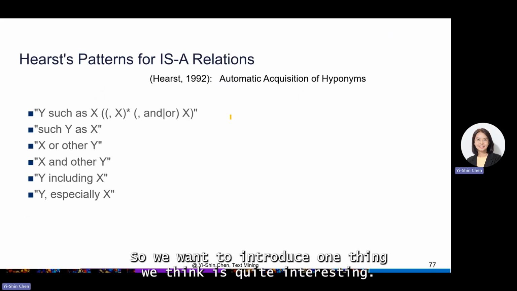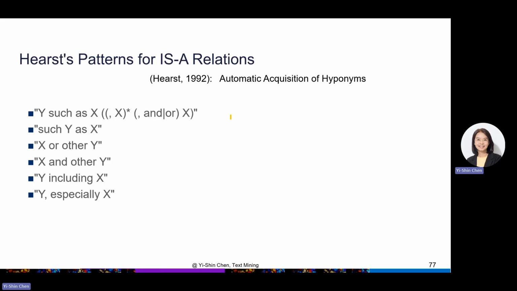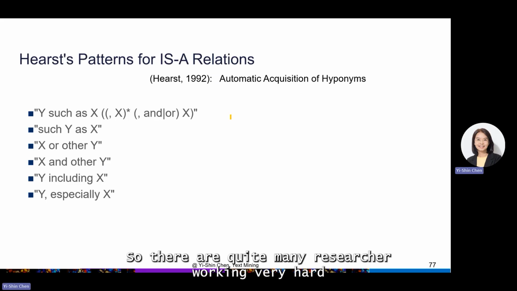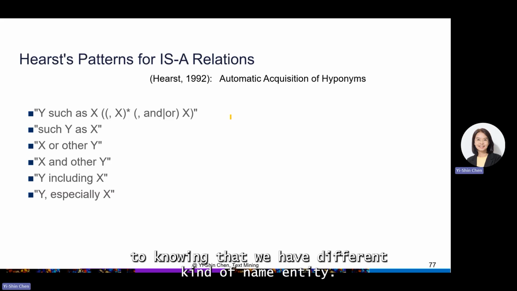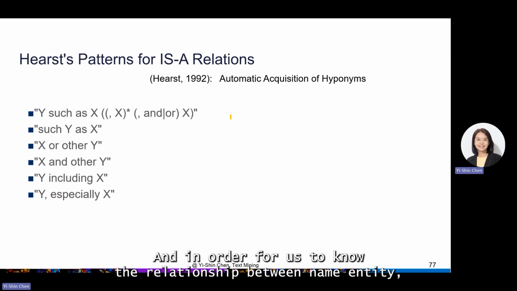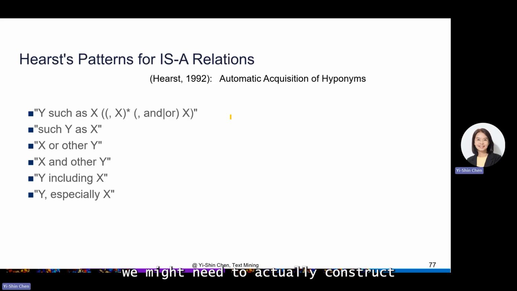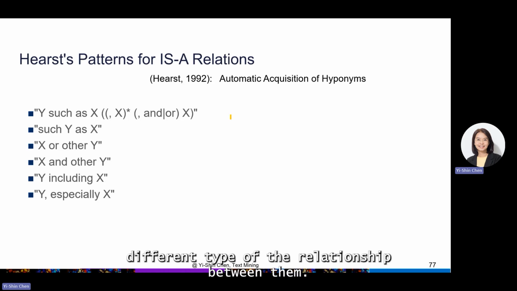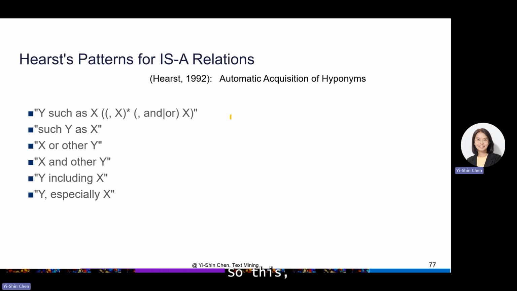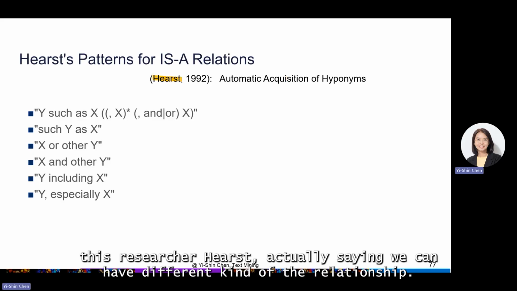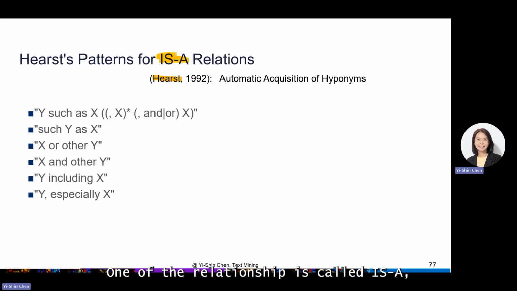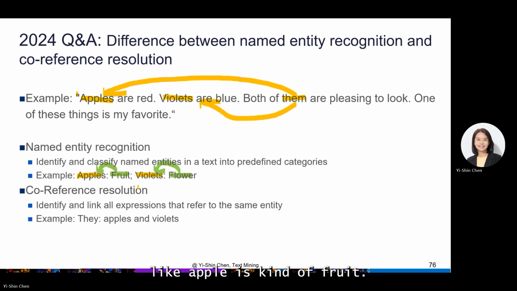So we want to introduce one thing we think is quite interesting. Quite a few researchers are working very hard on the fact that we have different kinds of named entities, and in order for us to know the relationship between named entities, we might need to construct different types of relationships between them. So this researcher, Hearst, said we can have different kinds of relationships. One relationship is called ISA, like apple is a kind of fruit.